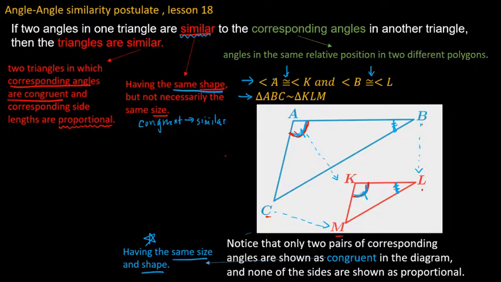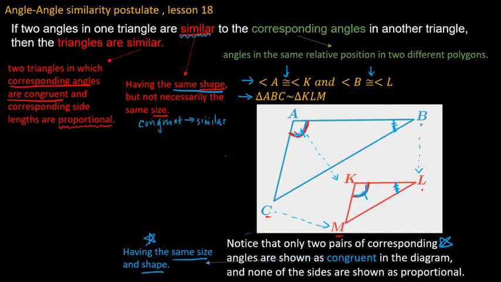So, if angle A is congruent to angle K, then that means angle A is similar to angle K. If angle B is congruent to angle L, then that means angle B is similar to angle L. Because I have two of those angle similarities established between two sets of corresponding angles, I know that my triangles are similar.